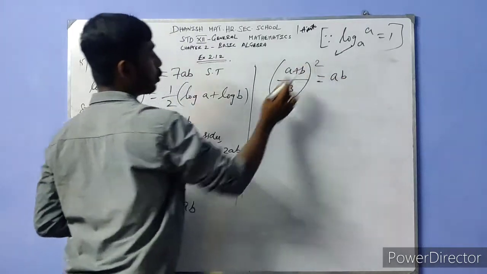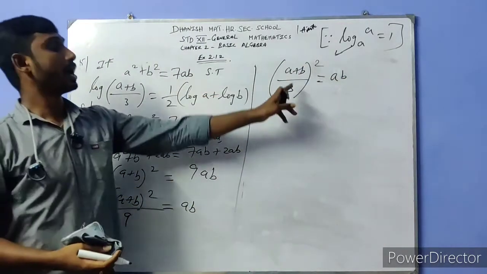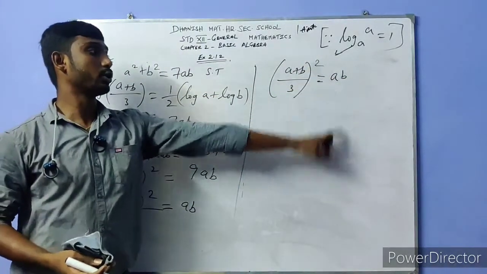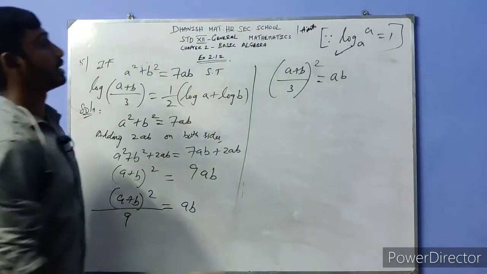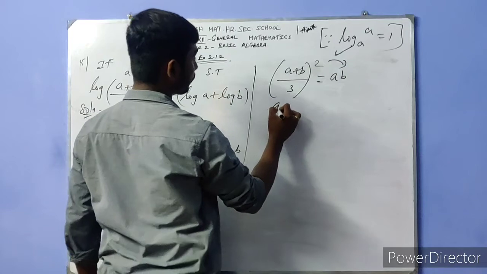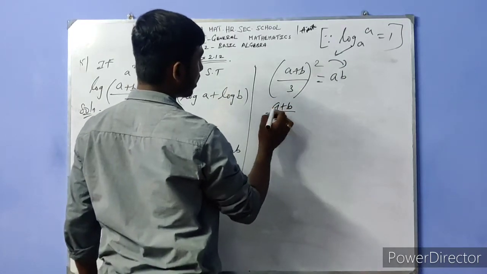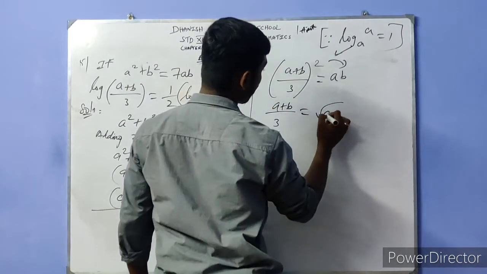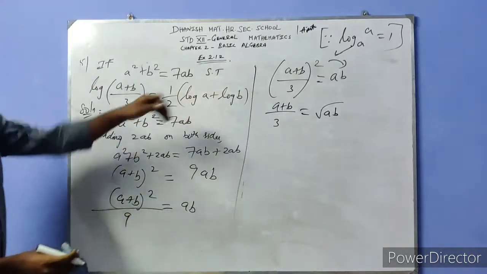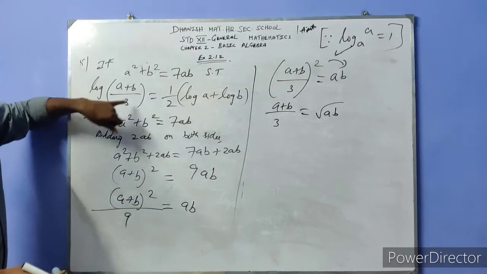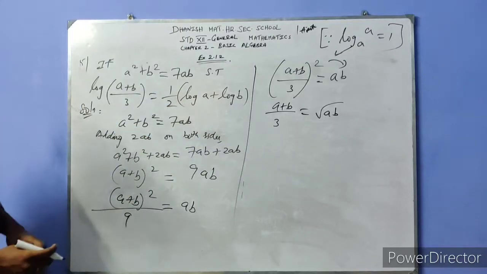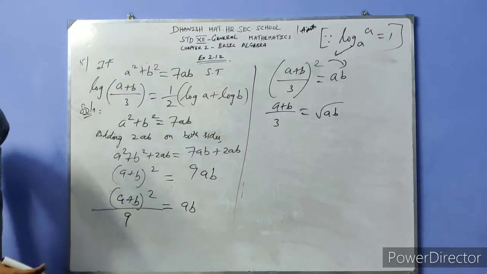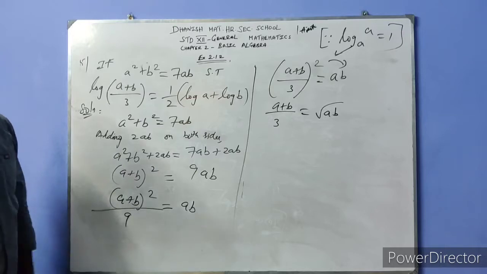(a plus b) divided by 3, the whole square, equals ab. Now we are going to simplify this one. The square goes to the other side: (a plus b) divided by 3 equals root of ab. What is the requirement? Log of (a plus b) divided by 3 equals 1 by 2 log a plus log b. That is the requirement for this question. So what is the value you are getting here?